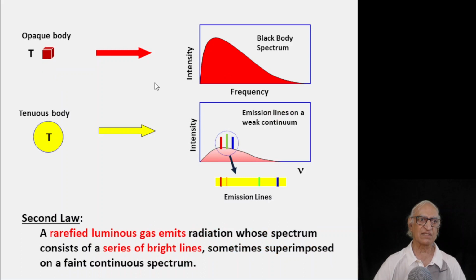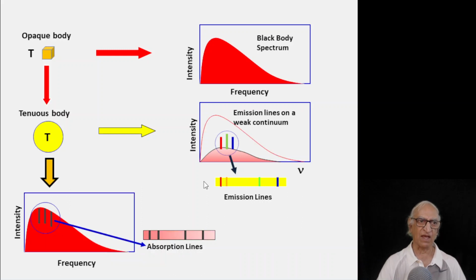The second law states that a rarefied luminous gas emits radiation whose spectrum consists of a series of bright lines, sometimes superimposed on a faint continuous background. And the third law states that if the radiation from an opaque body passes through a tenuous gas at a certain temperature, then the result will be a continuous spectrum with the intensity either decreasing or vanishing at some discrete wavelength. These are the dark lines of Fraunhofer.